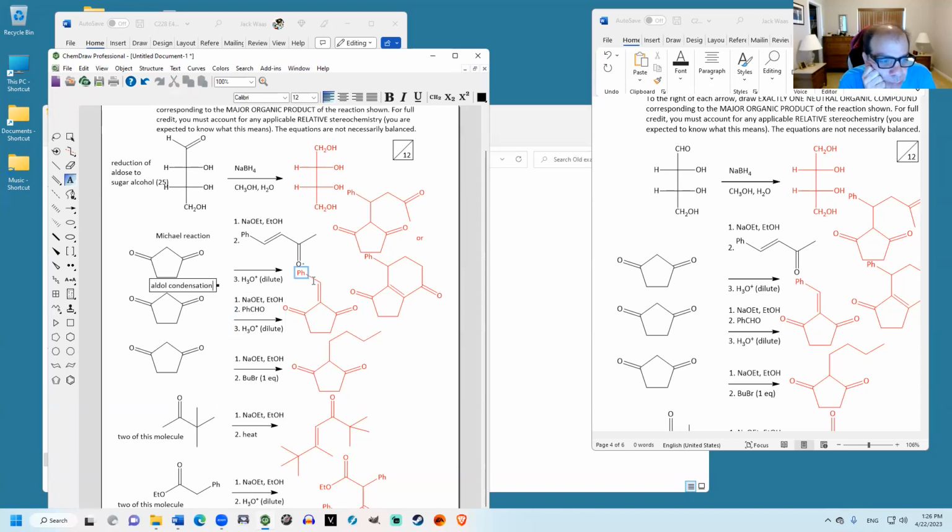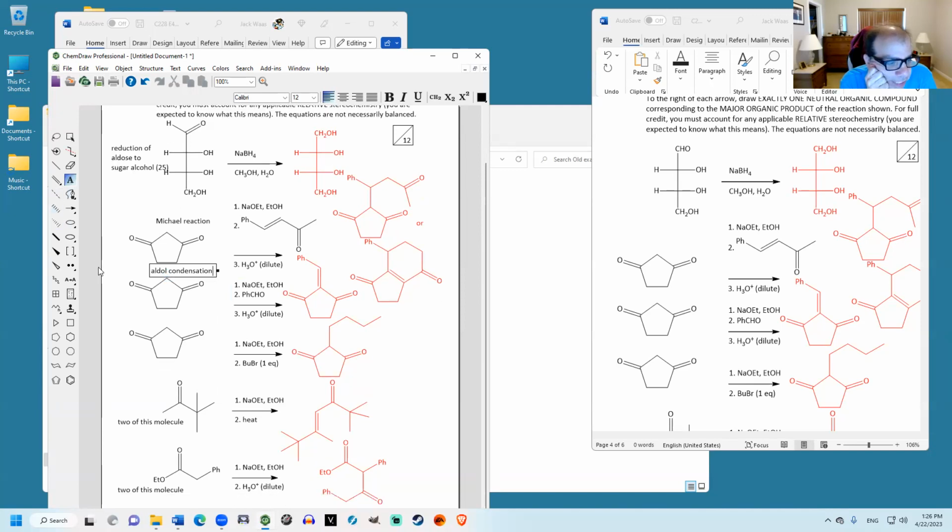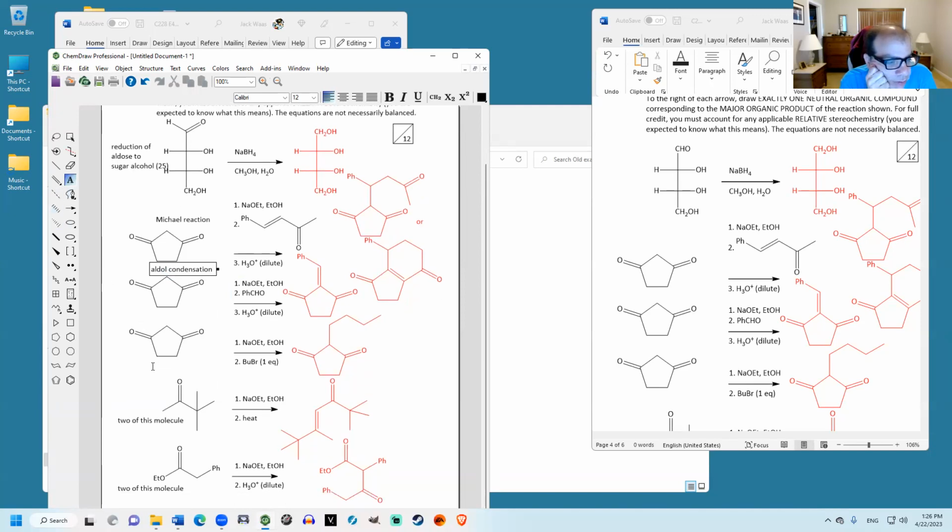We protonate the O minus. We lose water once again. And this is another one I don't think you'd need to heat because the double bond is conjugated to the benzene ring as well as to both carbonyls. So I don't even think you'd need to heat it. So that's a classic aldol condensation reaction.